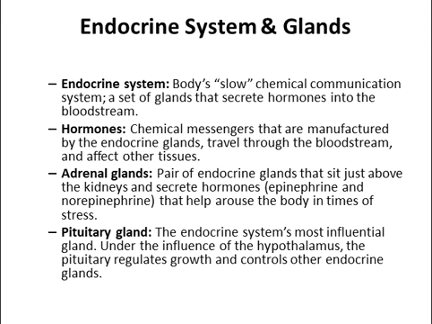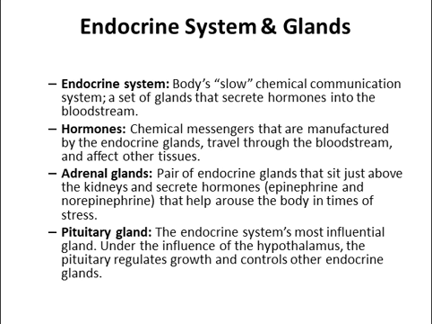Then we have the endocrine system and its glands. Real quickly, the endocrine system is very much like the nervous system. The nervous system is about communication, sending orders back and forth. But the endocrine system is also about communication, though it's much slower than the nervous system. So it is the body's slow chemical communication system.